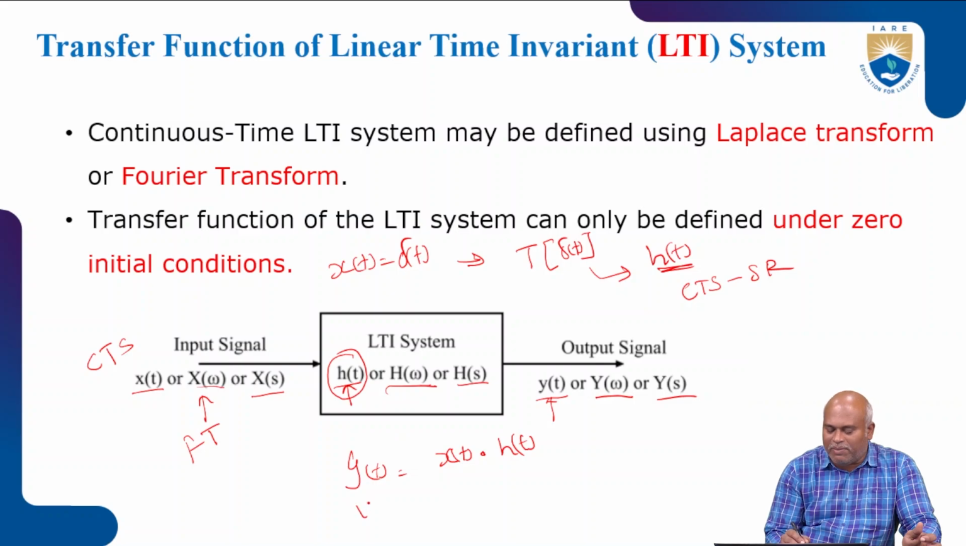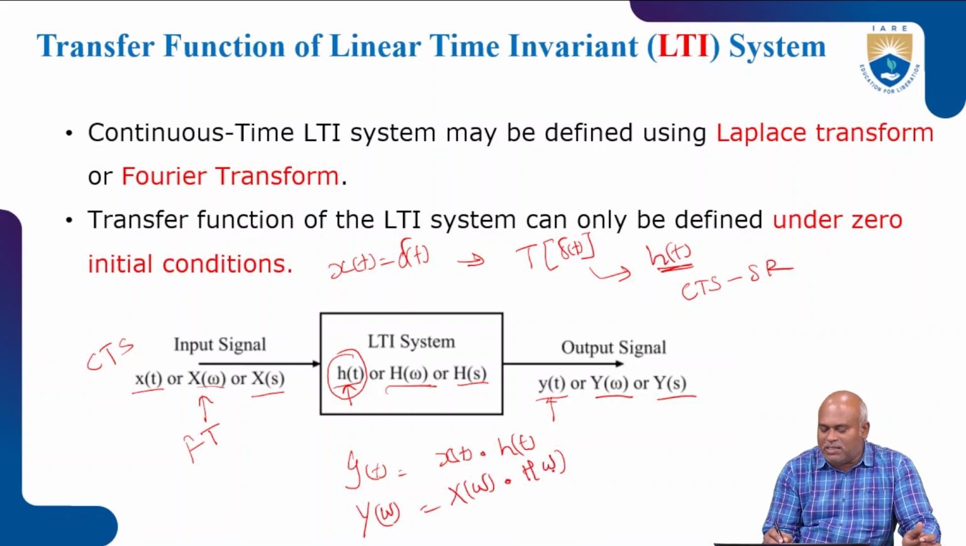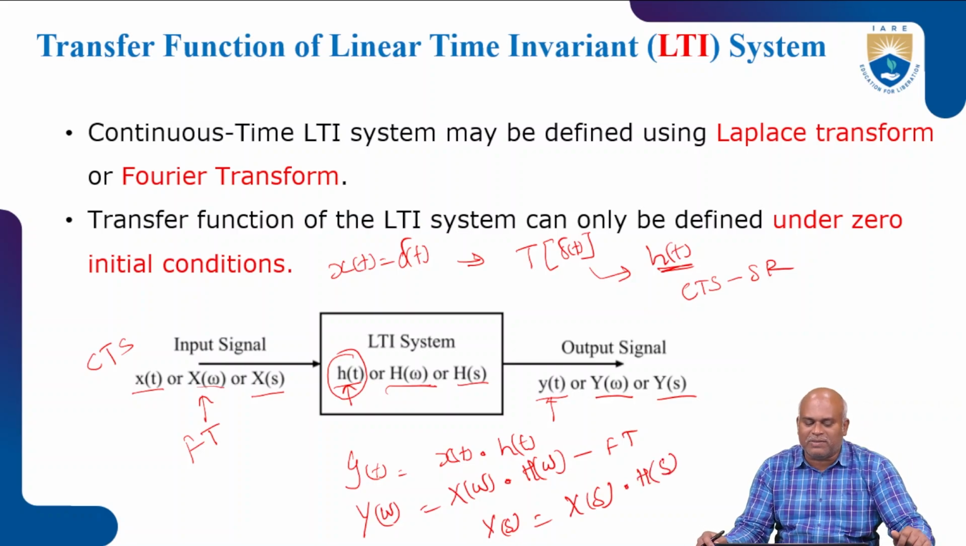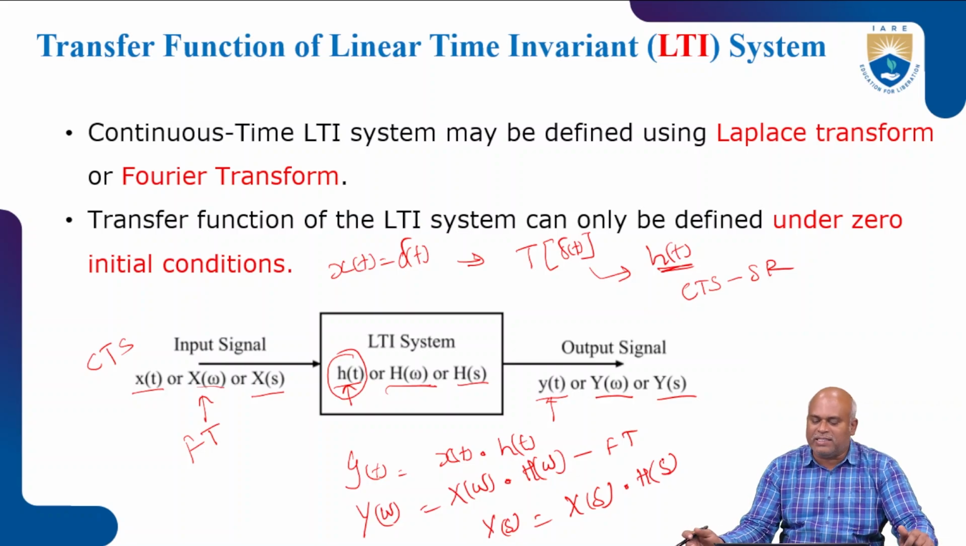Now capital Y of omega is equal to X of omega into H of omega. This represents the Fourier transform condition. Then the Laplace transform condition, I represent as capital Y of s equal to X of s into H of s. So these will be represented as the system response of LTI systems.